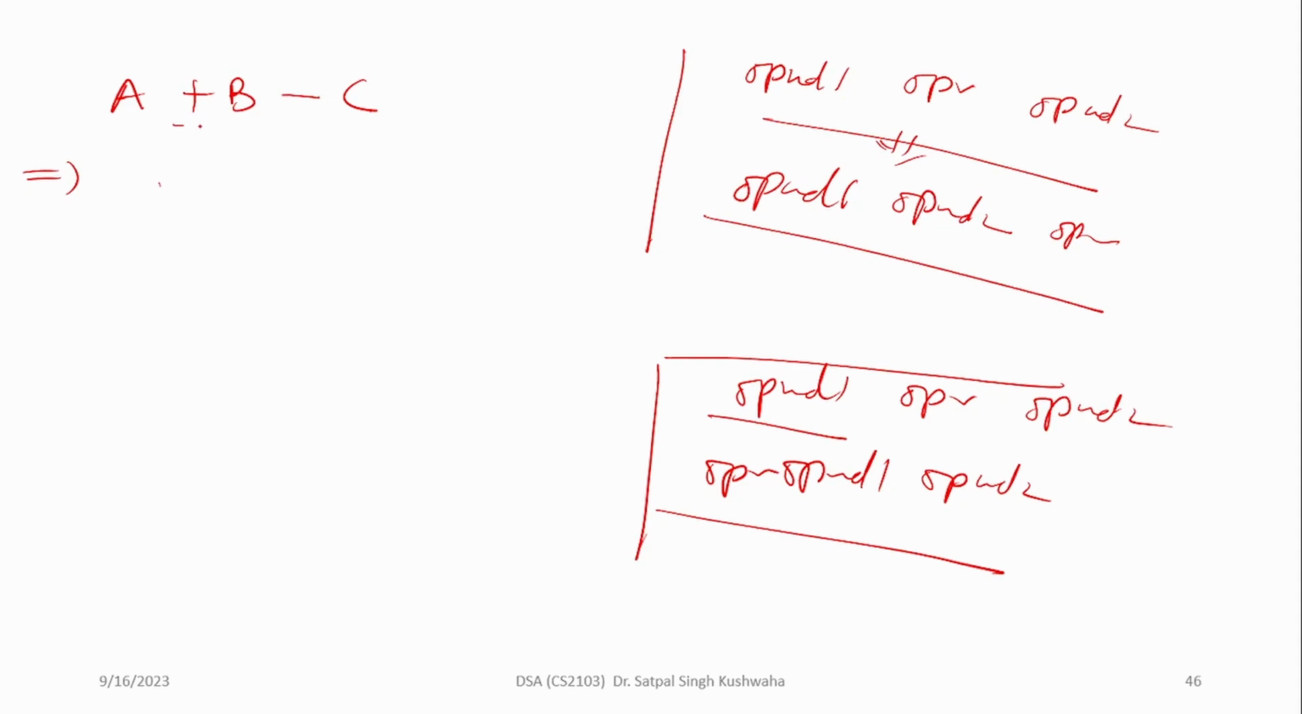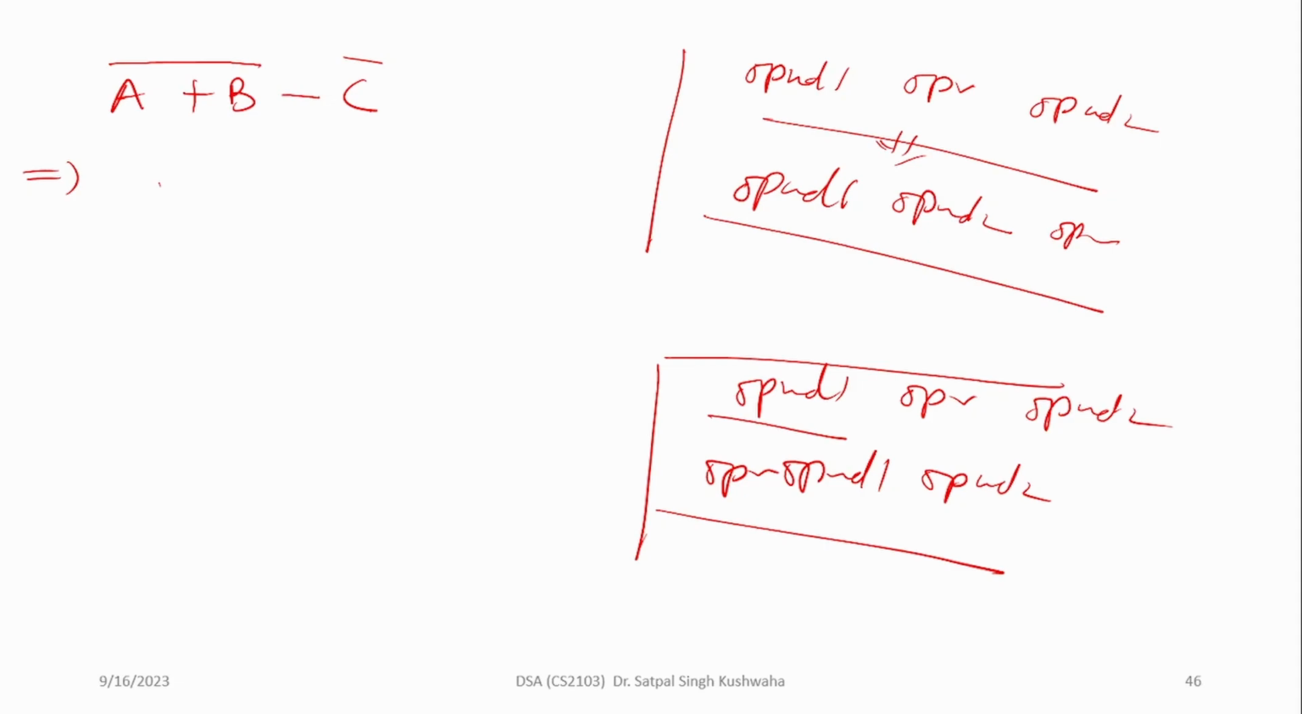Here we have the plus and here we have the minus, both have the same precedence. Then we go with the associativity rules, from left to right, that will be solved first. So we solve this one first, then the resultant is used in the operation with the next operator and operand. So A plus B.